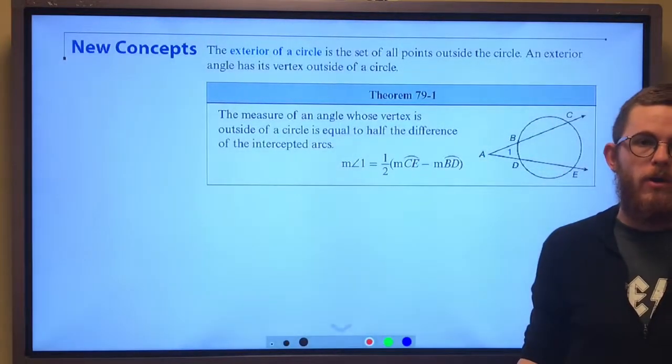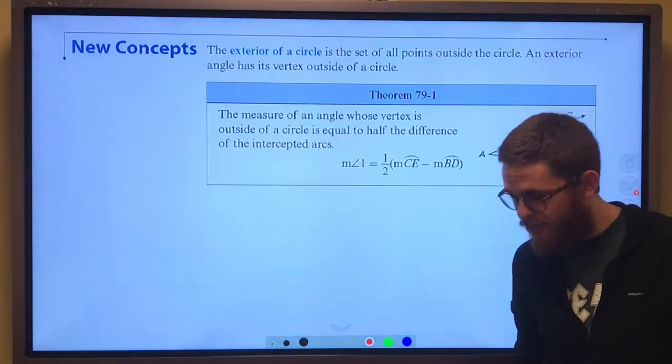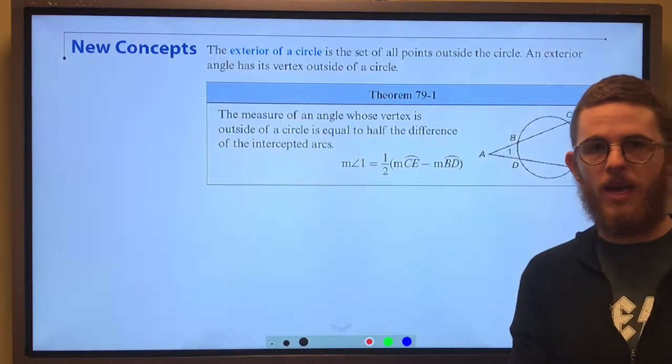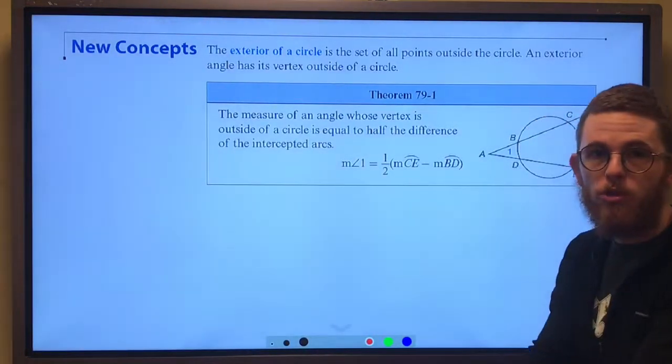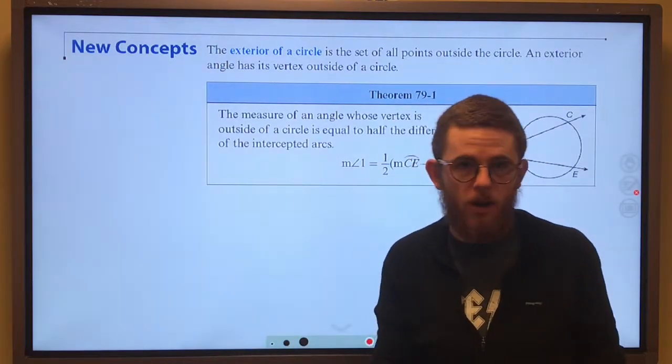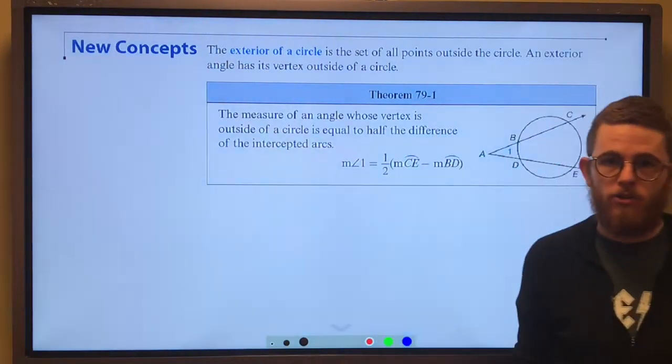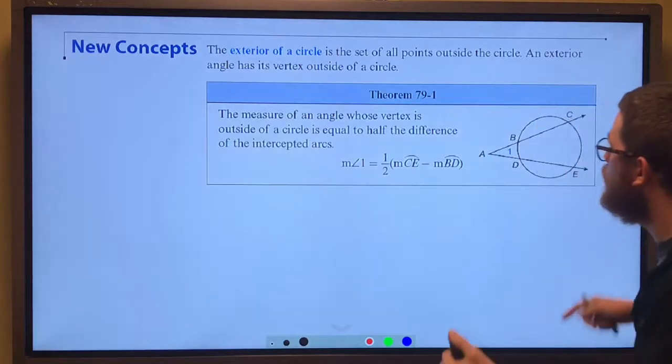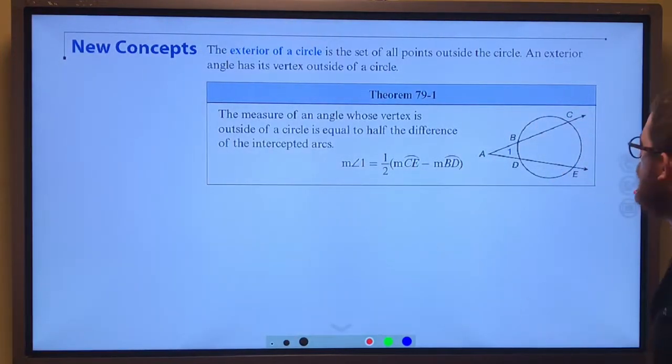We've talked a lot about angles dealing in circles. Man, we've talked a lot about them, okay? We've talked about central angles. We've talked about inscribed angles. We've talked about angles anywhere on the interior of our circle. Here we're talking about angles on the exterior of our circle.